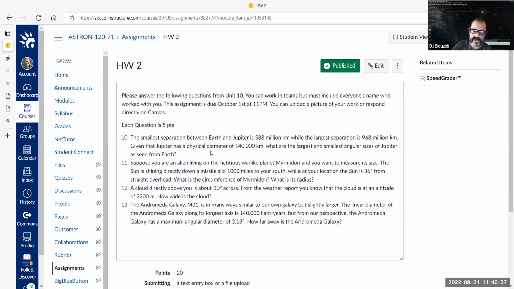Given that Jupiter has a physical diameter, this is the diameter of Jupiter. Its radius is about 70,000 kilometers. Its diameter is about 140,000 kilometers. What are the largest and the smallest angular separation?